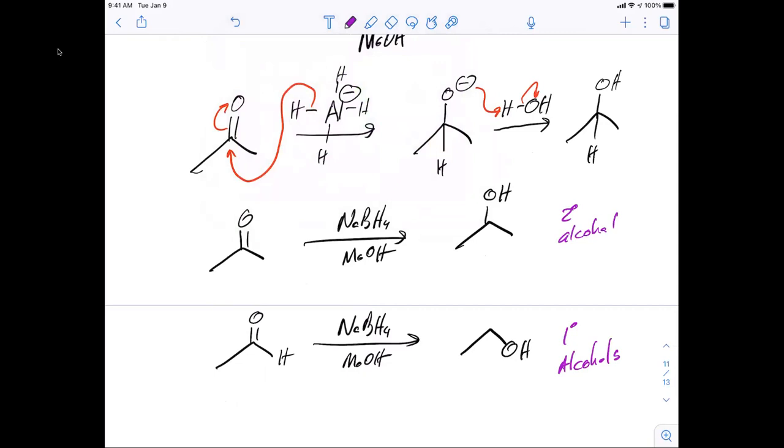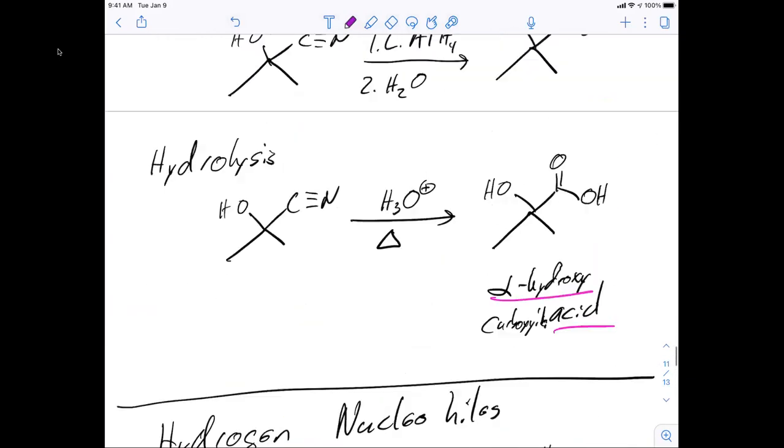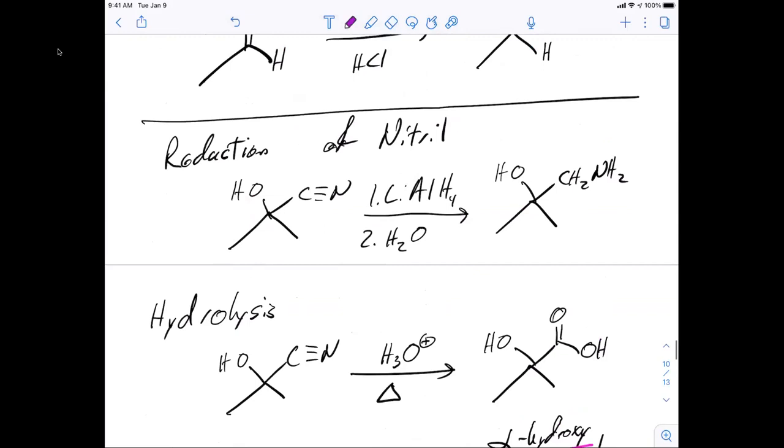And these are interchangeable. Lithium aluminum hydride and sodium borohydride are interchangeable for, I mean, for ketones and aldehydes. For the reduction of this nitrile up here, I have to use lithium aluminum hydride. I can't use sodium borohydride.